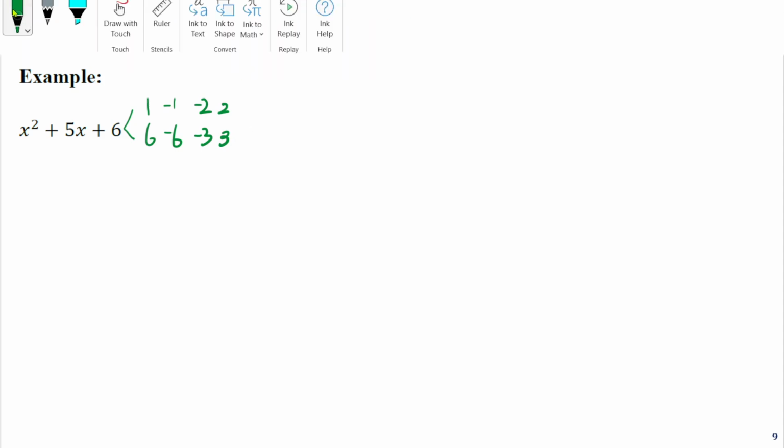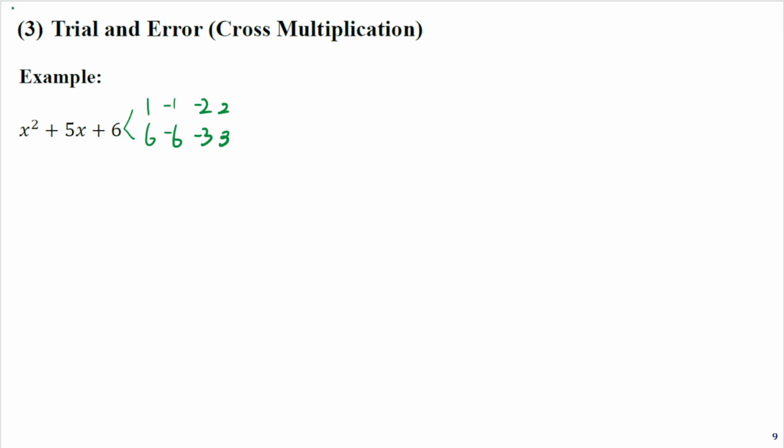So why is this method called trial and error? Because we're trying to factorize 6 in different ways to see in which way we can get 5x in the middle. First of all, we have 1 by 6, right? In that way, we have 6x plus 1x, which equals 7x. This is not the case in the middle. We don't have 7x, but 5x here, right?